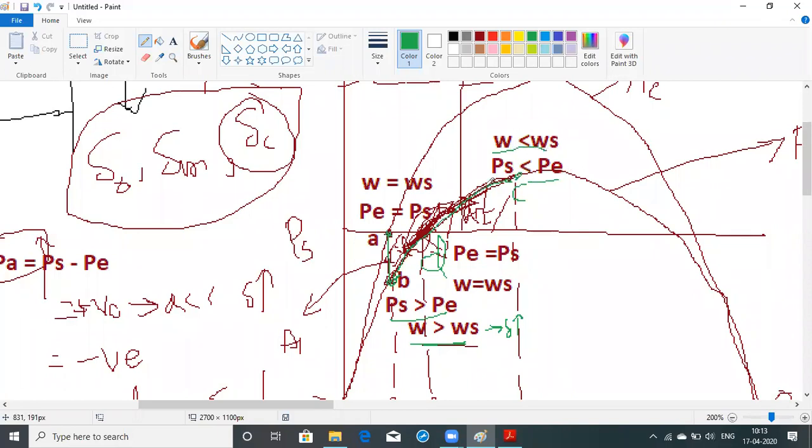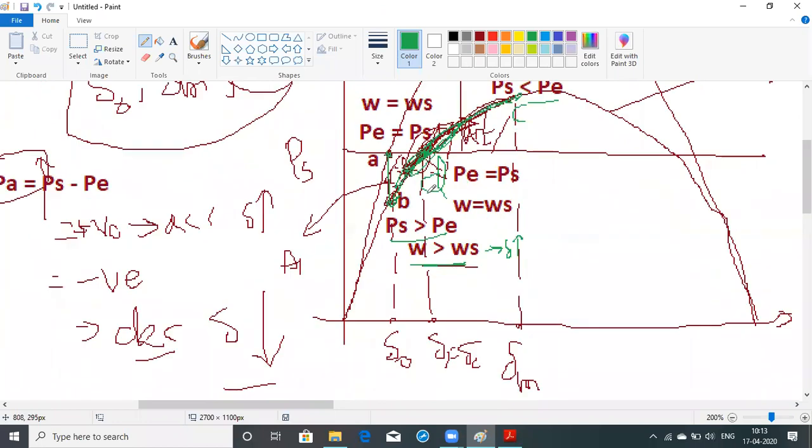So at this condition, what happens? It will start decelerating, because in this case PS is less than PE, which gives a negative value. It will start decelerating, meaning the delta angle will decrease, and then it will increase again, decrease, increase, and so on. At one point it is going to settle back. That point is the critical clearing angle point, where PE is equal to PS again and omega is equal to omega s again.